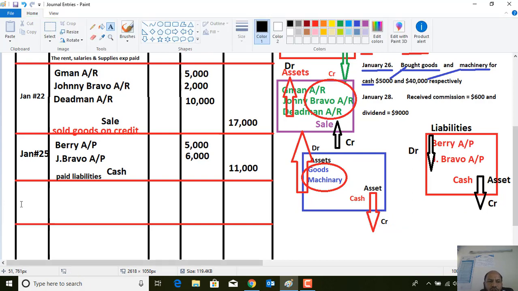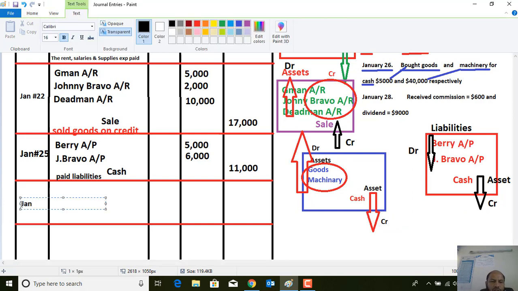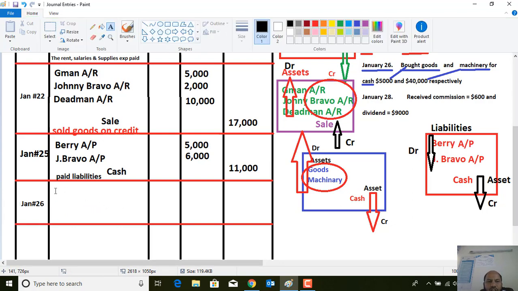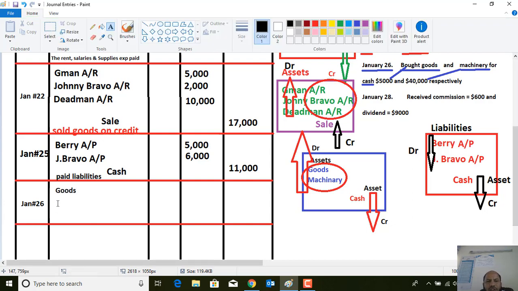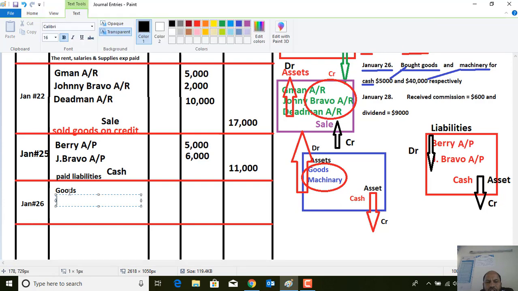This is January 22. This is January 26. So what happened on January 26? On January 26, the company purchased goods. We can also record it as purchases, but purchases is an expense account. Within the perpetual system of accounting, goods is an inventory account, and we can record it as an asset. But if you record purchases, you will record that as an expense account. So goods is an asset, and also machinery is an asset account.